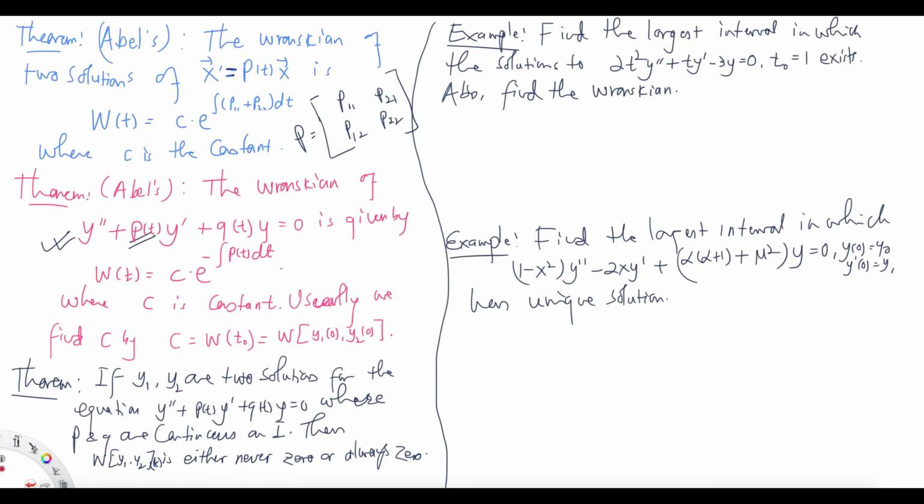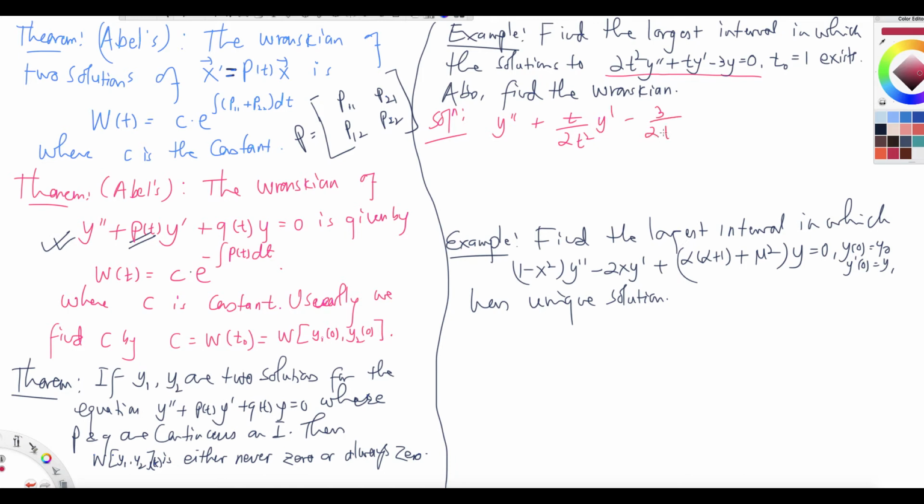Do you remember the theorem behind the existence and uniqueness of the solution of this equation? We need to find P and Q, and then P and Q must be continuous. How do you write that? You can write this equation as y double prime plus t over 2t squared y prime minus 3 over 2t squared y equals 0. That's given, and t0 equals 1.